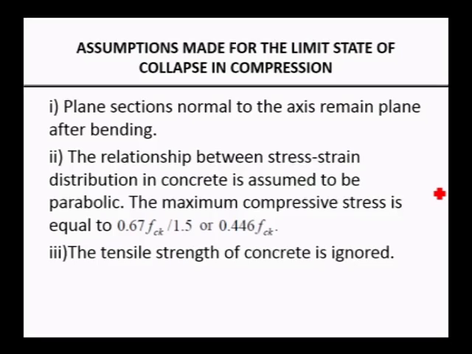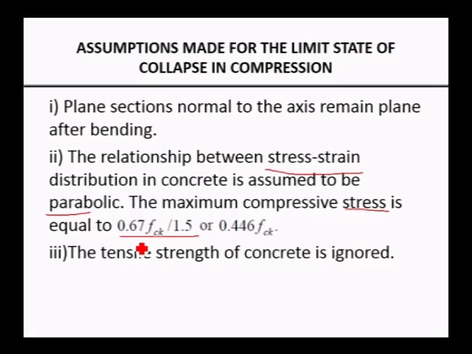The second one is that the stress-strain distribution in concrete is assumed to be parabolic. That is, the maximum compressive stress is equal to 0.67 fck divided by 1.5. If you divide 0.67 fck by 1.5, you will get 0.446 fck. This is the maximum compressive stress developed in the column. This is one more important assumption made in the design of a compression member.